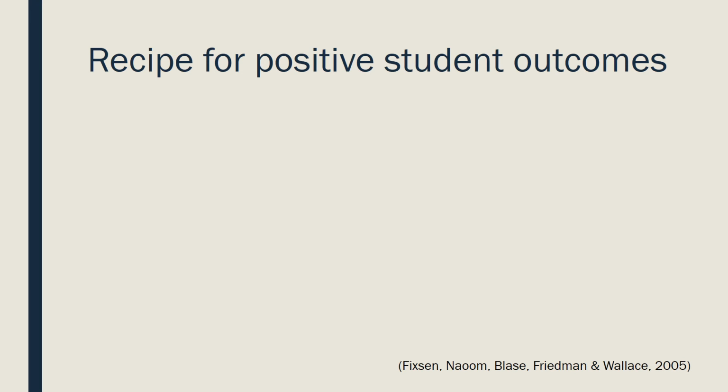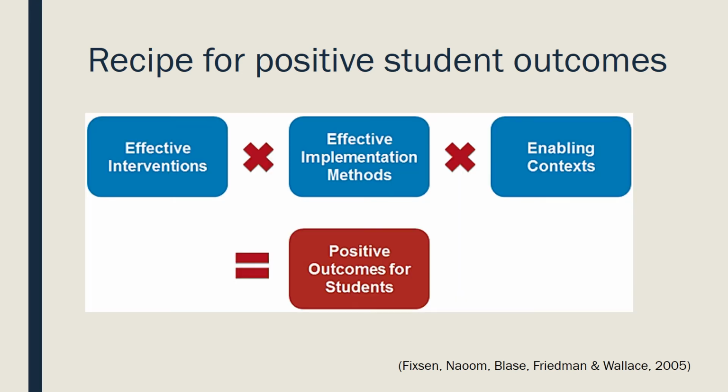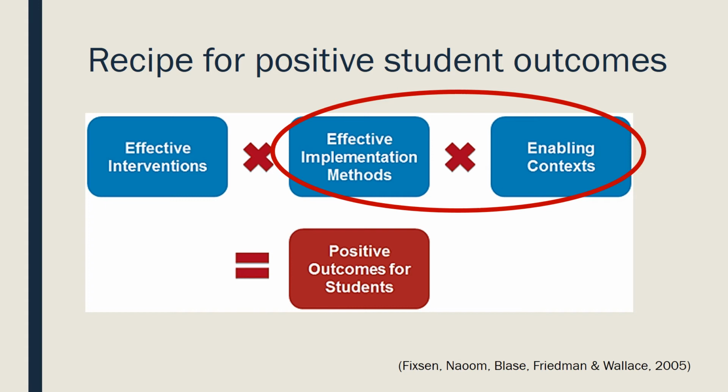As we discussed earlier in our strep throat example, effective implementation methods and enabling contexts are both critical components in facilitating student access to effective innovations and interventions. As we plan for implementation, it's important to spend time thoroughly considering how we will carry out the innovation or intervention, also known, from the strep throat example, as the treatment, and what contexts and situations will need to be present in order for that innovation or intervention to be successful.